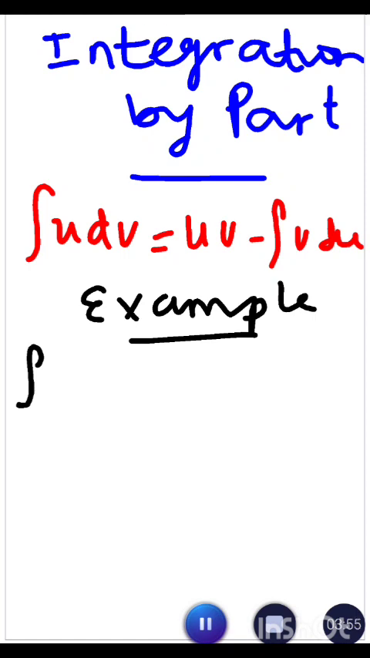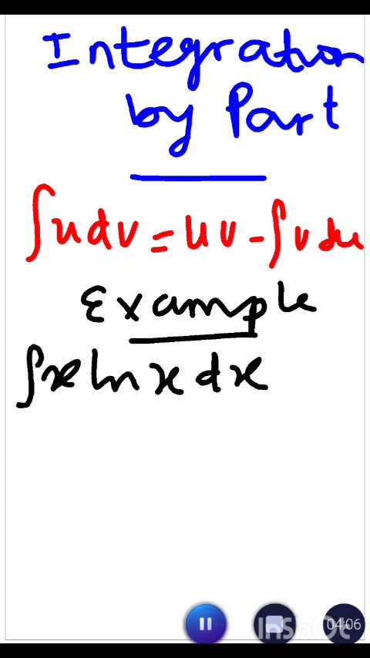Let's look at example 2. The integral of x ln x dx. In this case, when we have a logarithm, we take our logarithm as our u. So our u will be ln x, then x dx will be our dv.